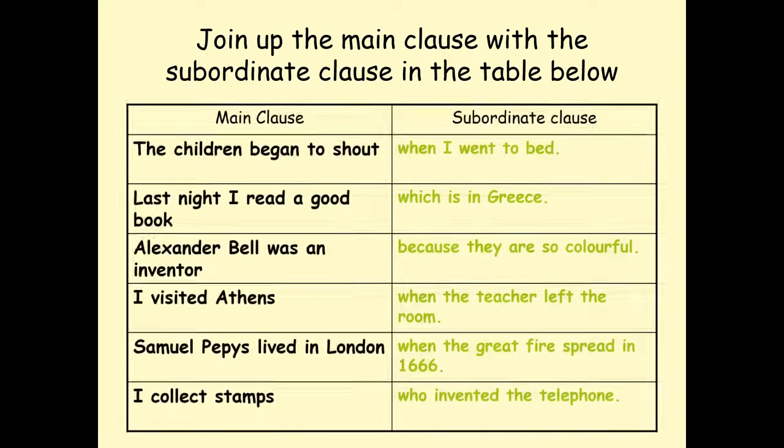We're going to join the main clause with a subordinate clause in the table. I'm going to give you some time to do this on your own. So if you stop the recording here, the tutorial here, and have a go at matching, they're not correct. So you're going to find the subordinate clause for the main clause of the sentence. So for example, the children began to shout. When I went to bed isn't the most appropriate one. So you're going to find the most appropriate one.